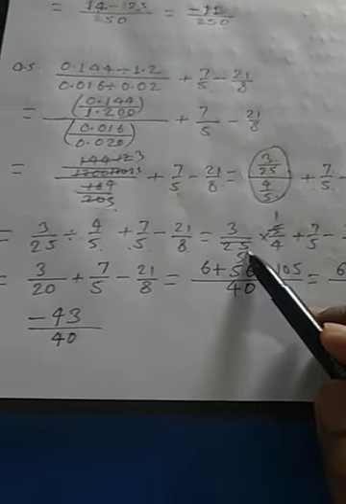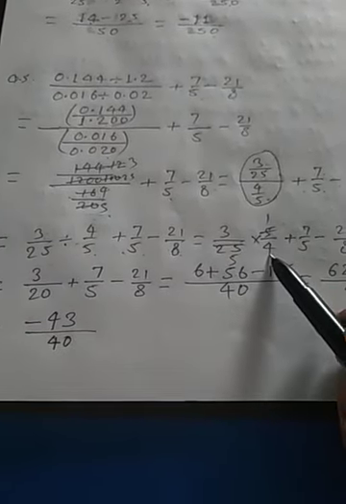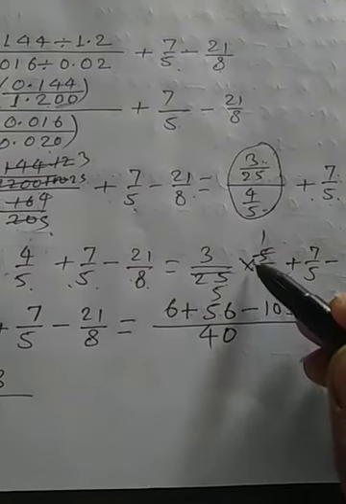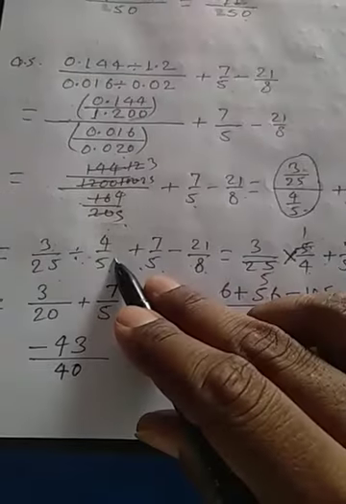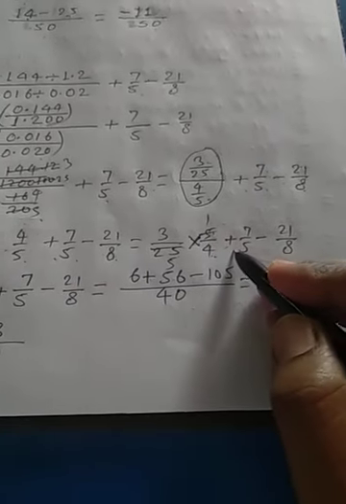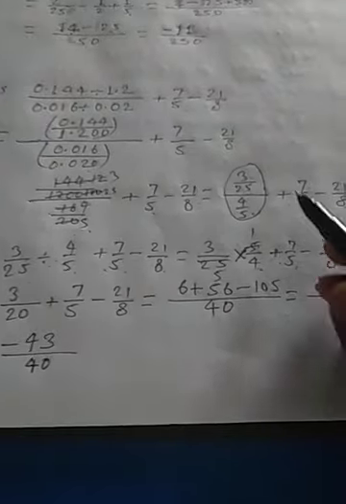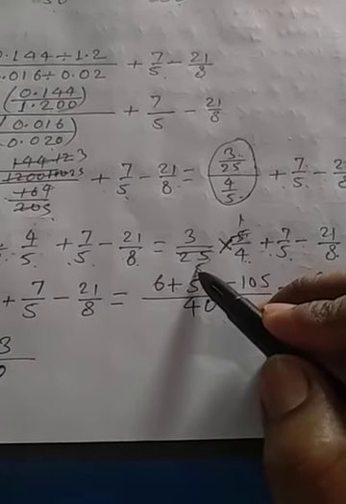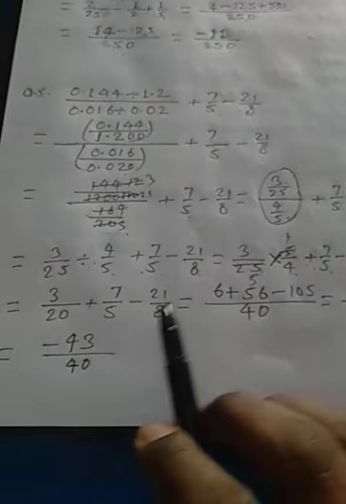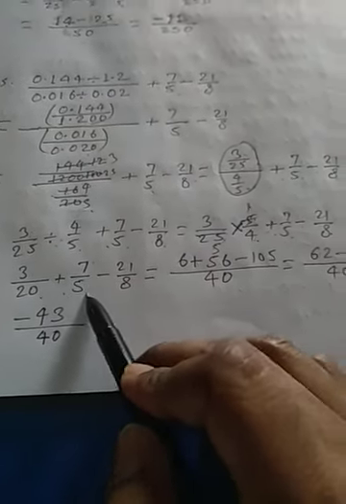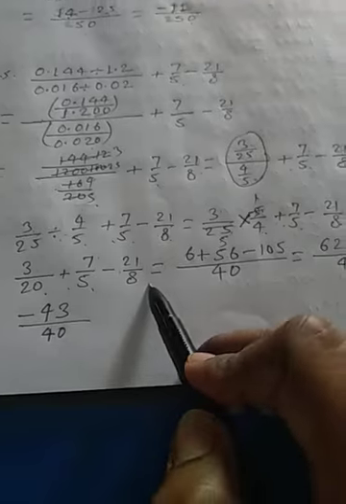3 by 25 into 5 by 4. After changing this division to multiplication, we have to write the reciprocal of this, 5 by 4, plus 7 by 5 minus 21 by 8. After that, 5 1s are 5, 5 5s are 25, reduction, and then after reduction it is 3 by 20 plus 7 by 5 minus 21 by 8.